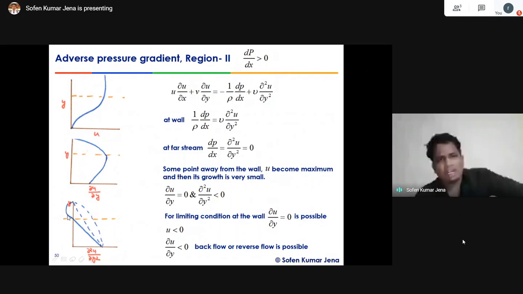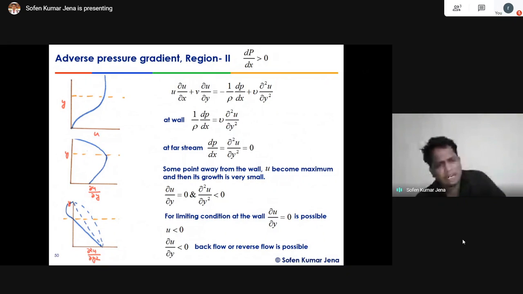So this point is known as the inflection point. What is the inflection point? Normally in a function's maxima and minima, the inflection point is where either maxima or minima occur. So what is occurring over here? If at this point del square u by del y square equals 0, what happens to my negative region? Del u by del y equals 0 at the inflection point.